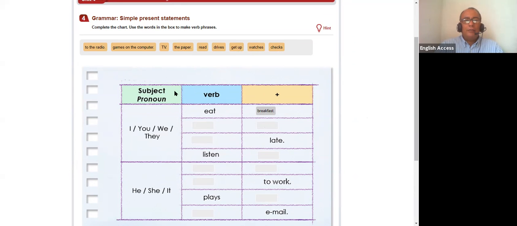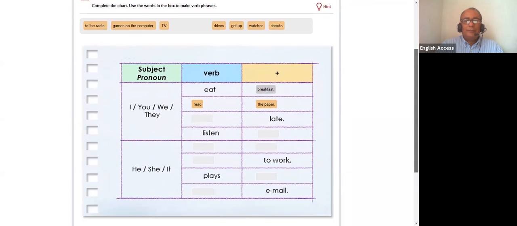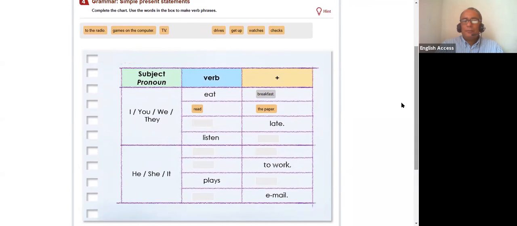I, you, we, they. We need to complete the second part. For example, let me help you. I, you, we, or they read the paper. Are you, we, they late? What is the correct one? What is the word missing? Drives, get up, watches, or checks.